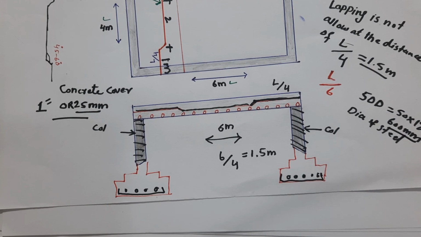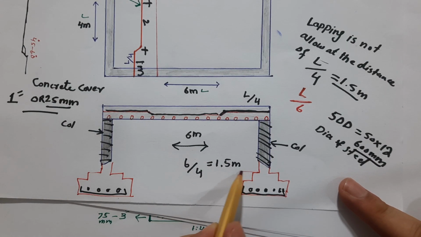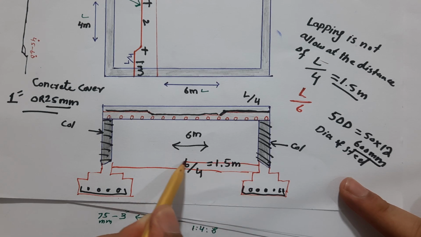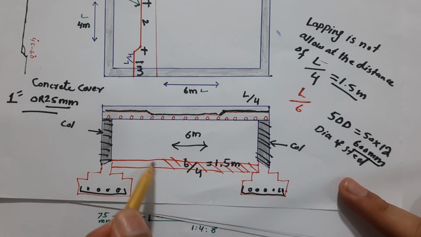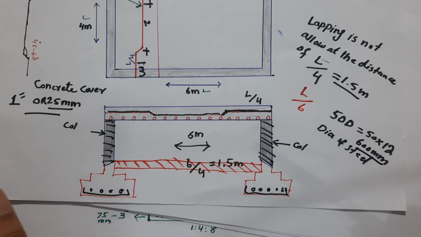Also remember, sometimes we are required to provide a plinth beam on the top, which connects two columns or two footings with each other in the foundation.